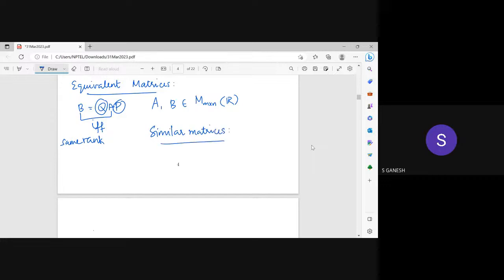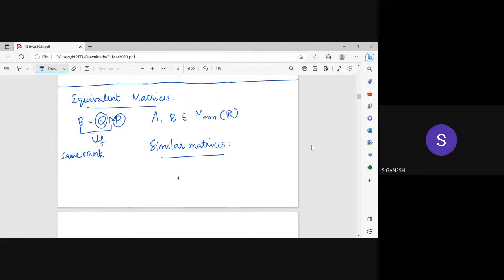So I have two matrices, A and B, but they are different dimensions. So it cannot be an equivalent matrix, right? Yeah, because you want Q and P to be square matrices. If they have different dimensions, then this equation won't match. Yes. So basically, Q will be M cross M. P will be N cross N. A is M cross N. So the B that you get will be M cross N. There's nothing else.